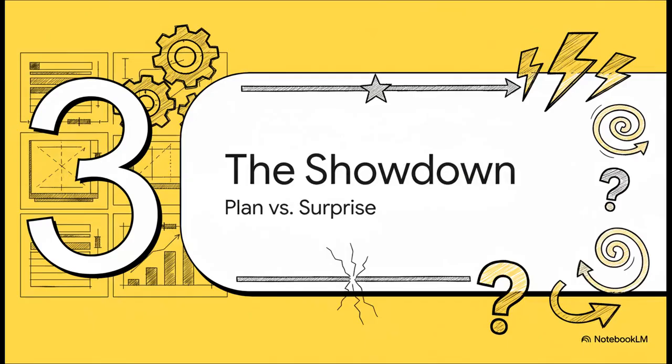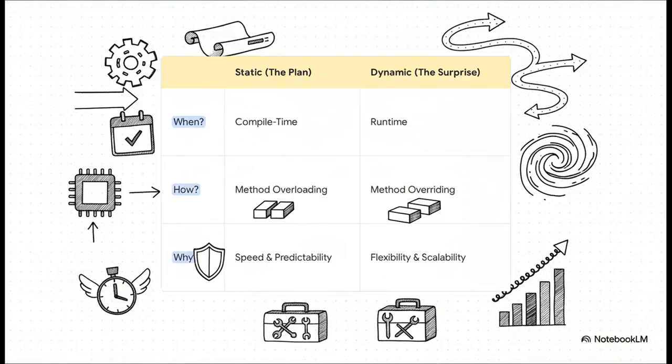Pretty cool, right? All right, we've seen them both in action, so let's put them head to head in a little showdown. The plan versus the surprise. This is really going to make the difference between the two crystal clear. This table sums it all up. Static, the plan, gets decided way early, at compile time. Its main trick is method overloading. Same name, different ingredients. On the other side, you have dynamic, the surprise. That's decided at runtime, and its technique is method overriding, where a child class provides its own special version of a parent's method. So what's the trade-off? Static gives you speed and predictability. Dynamic gives you incredible flexibility and makes your code easy to expand.